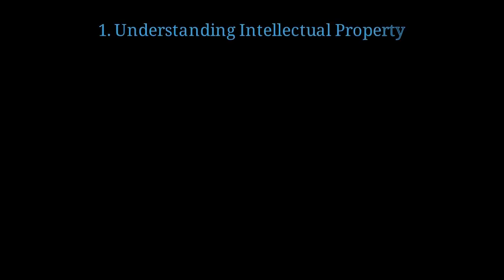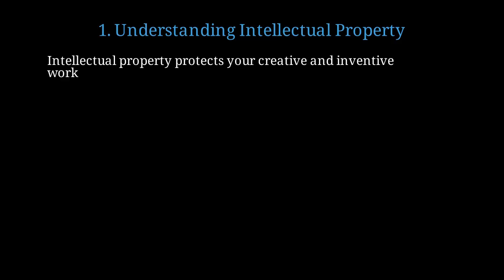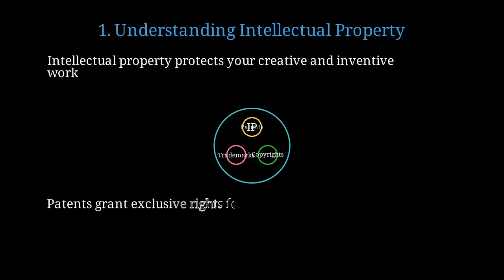First, let's understand what intellectual property really means and why it matters for commercialization. Intellectual property, or IP, protects your creative and inventive work from being copied or used without permission. The main types of intellectual property include patents for inventions, trademarks for brands, and copyrights for creative works. A patent grants you exclusive rights to make, use, and sell your invention for typically 20 years from the filing date. The value of a patent can be estimated as the market size multiplied by the exclusivity period you can maintain.